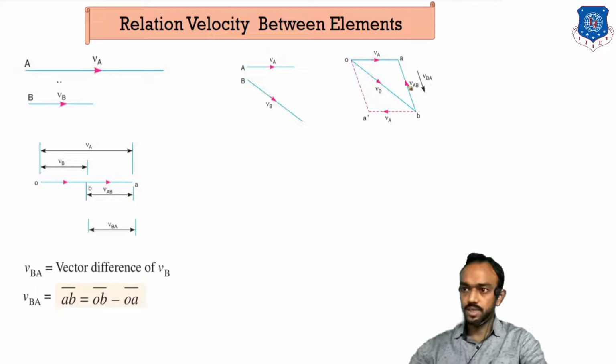So you can see this vector in this direction. Which side is it moving? It is moving from B to A. So it shows us the velocity of A with respect to B. If I am drawing the vector in this direction, then it is the velocity of B with respect to A. You can see here. Okay.